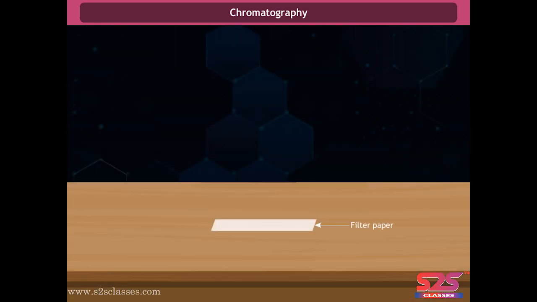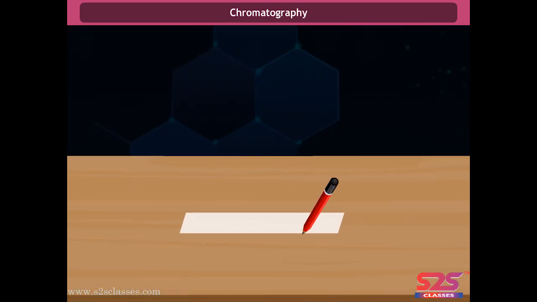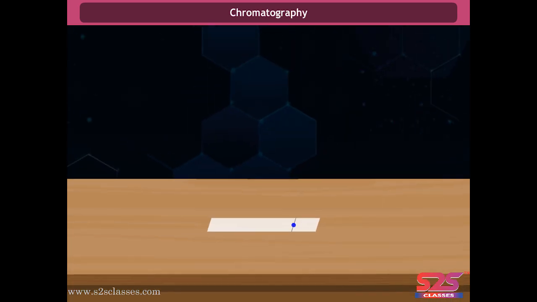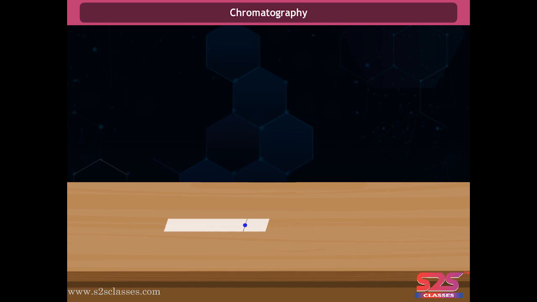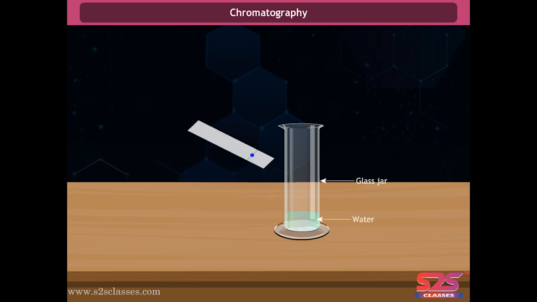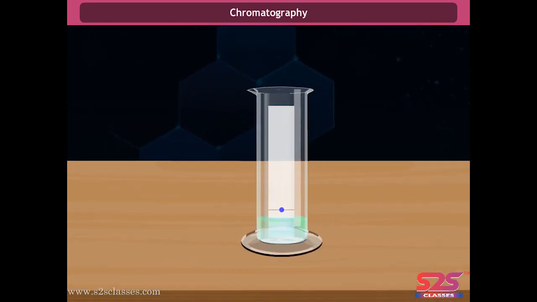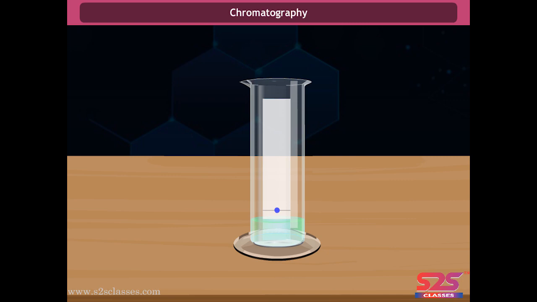Take a thin strip of chromatography paper. Draw a line on it using a pencil approximately 3 cm above the lower edge. Now put a small drop of water-soluble ink, that is from a sketch pen or a fountain pen, at the center of the line. Let it dry. Put the filter paper into the jar containing water so that the drop of ink on the paper is just above the water level, and leave it undisturbed.